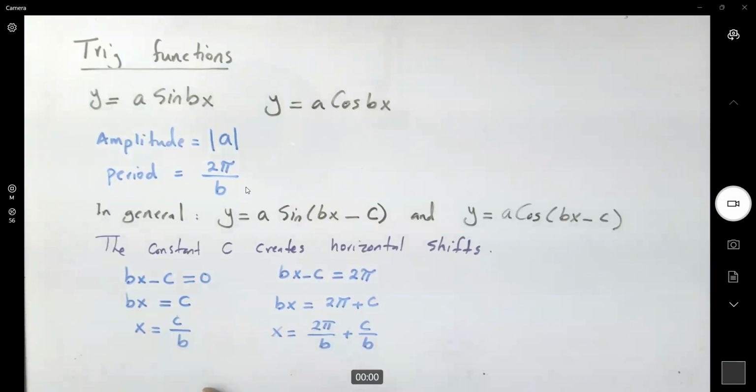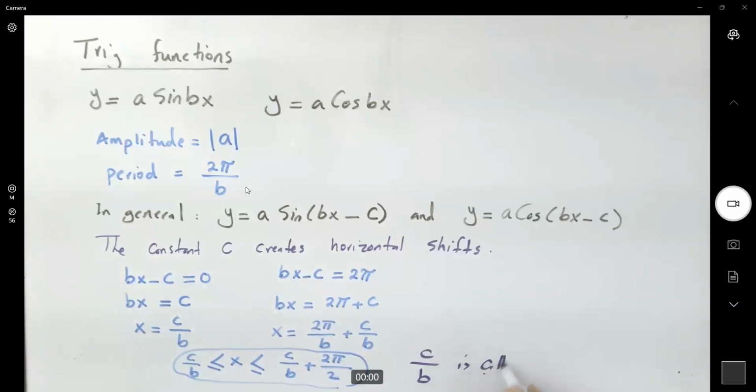So what do we have here? It seems that our x is sandwiched between c over b and c over b plus 2 pi over b. Keep this in mind. The number c divided by b is the phase shift. C divided by b is called the phase shift.